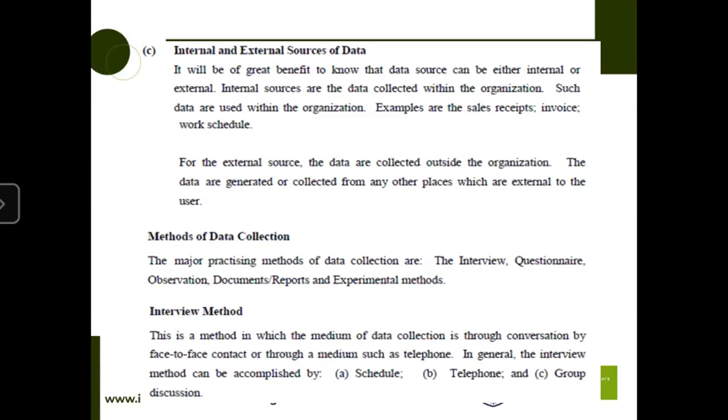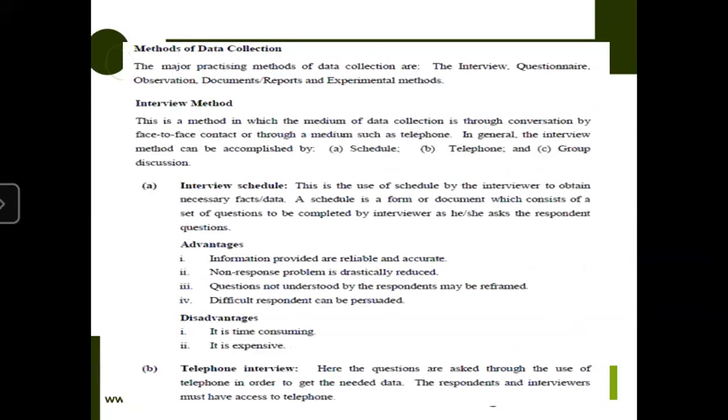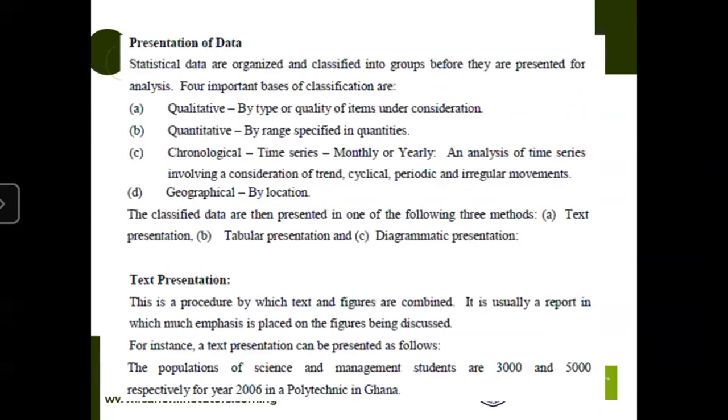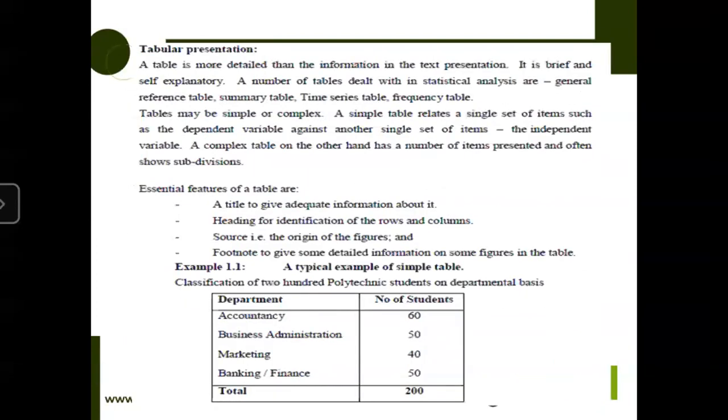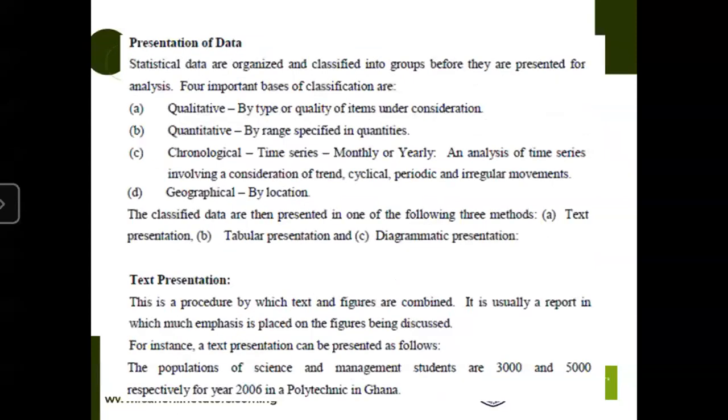Interview is a direct source of information. Questionnaire is a direct source of information. Observation is a direct source of information. Document or report is indirect, which is secondary. Experiment, if it is a direct experiment, is primary. Indirect experiment is secondary. And I explained everything here. Okay.